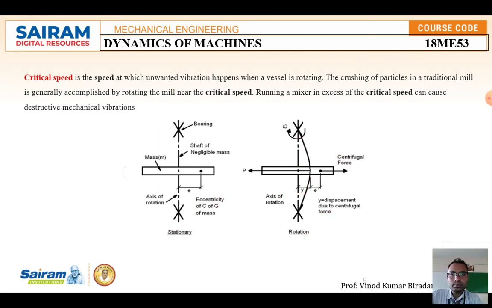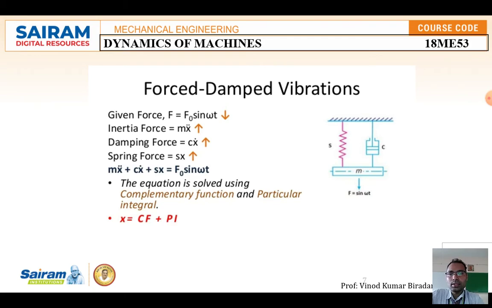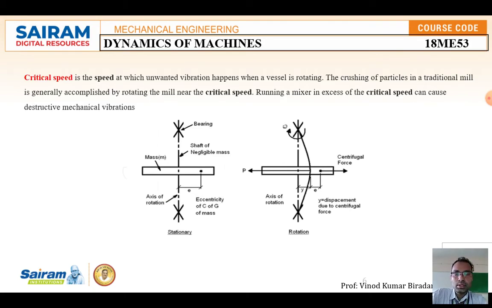Next, in critical speed there are two categories: the shaft without damping and with damping. Without damping, a maximum amplitude will be present; with damping, a lesser amplitude will be present. We will study that later, where you have derivations and problems on this. Okay, this is about the critical speed.